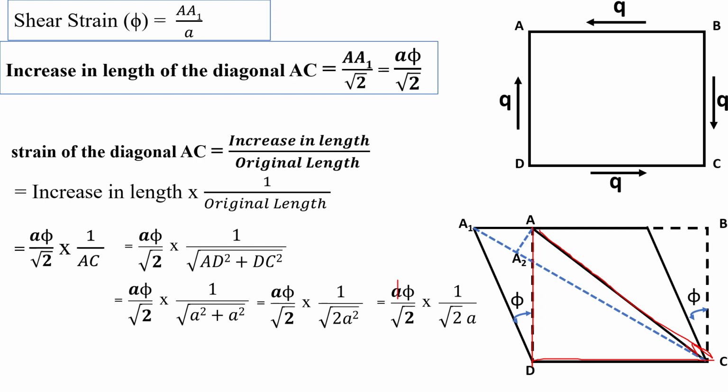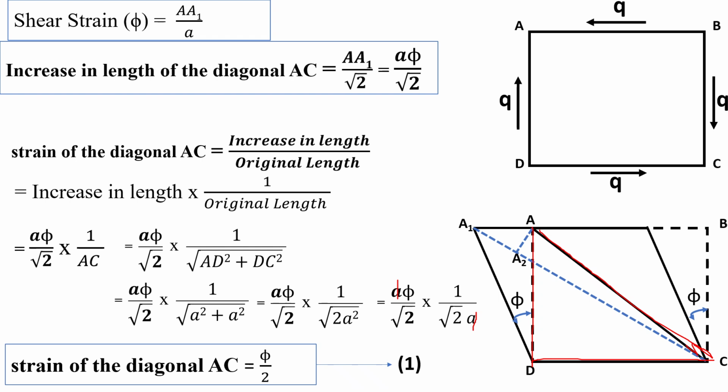Here a and a will be cancelled, and root 2 into root 2 will become 2. Then the strain of the diagonal AC equals φ by 2. Let's consider this as equation 1.